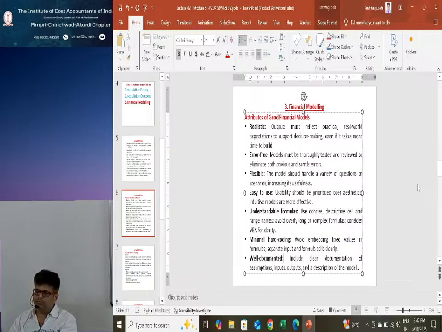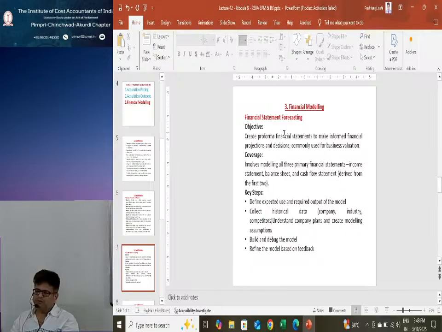And lastly, it should be well documented. There should be a handy user manual or notes or guidelines which will help to understand how the financial model has been prepared, and will also make it auditable. Well documented includes clear documentation of assumptions, inputs, outputs, and a brief description of the model, so that it can be well understood by anyone looking at the model without involving technical stuff. So these are the attributes of good financial models: realistic, error-free, flexible, easy to use, understandable formulas, minimal hard coding, and well documented.